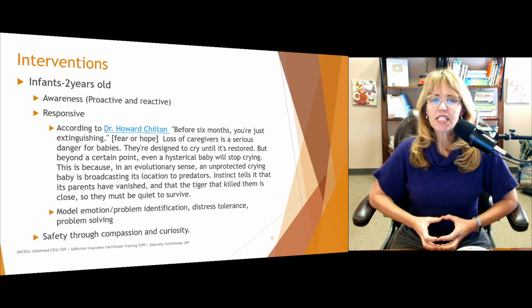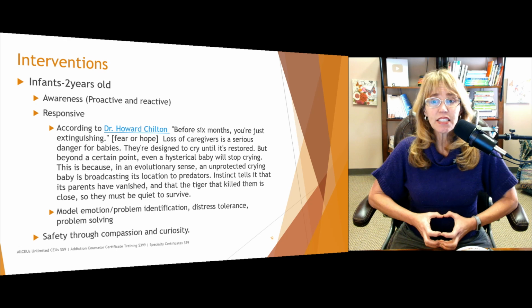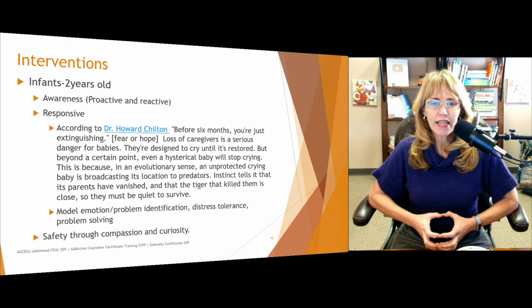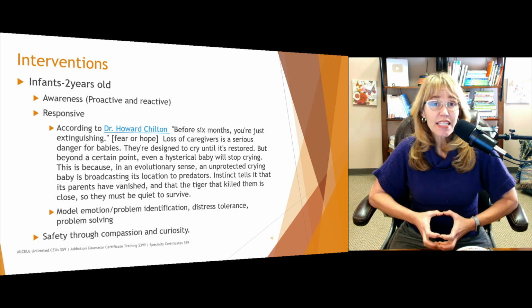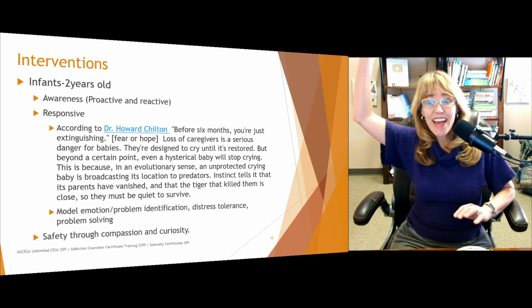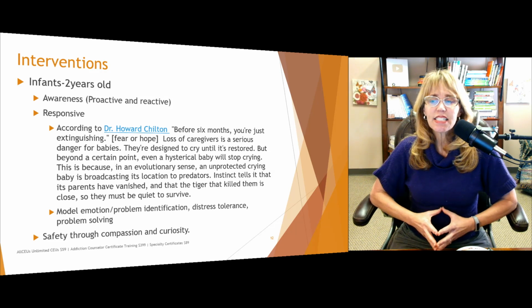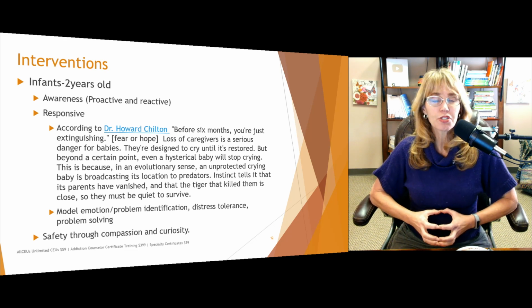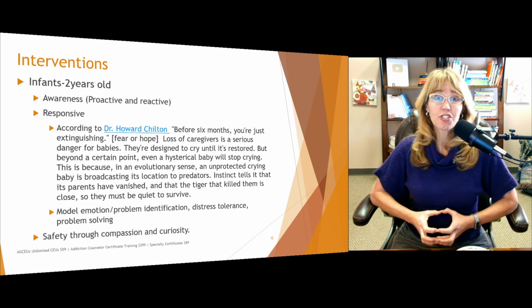Loss of caregivers is a serious danger for babies. They're designed to cry until their caregiver is restored. But beyond a certain point, even a hysterical baby will stop crying. This is because in an evolutionary sense, an unprotected crying baby is broadcasting to all the predators, here I am. Instinct tells them that its parents have vanished and that the tiger that killed their caregivers is close. So they need to be quiet to survive.